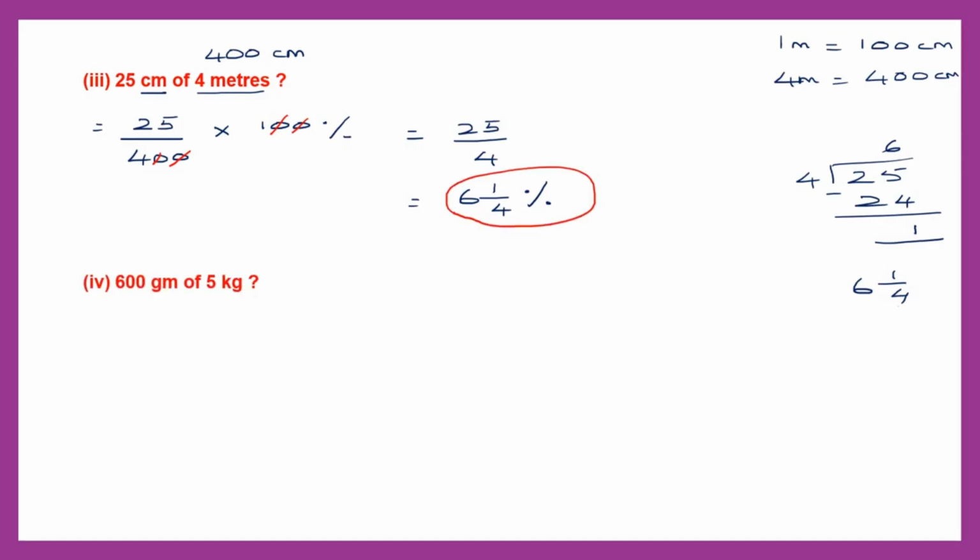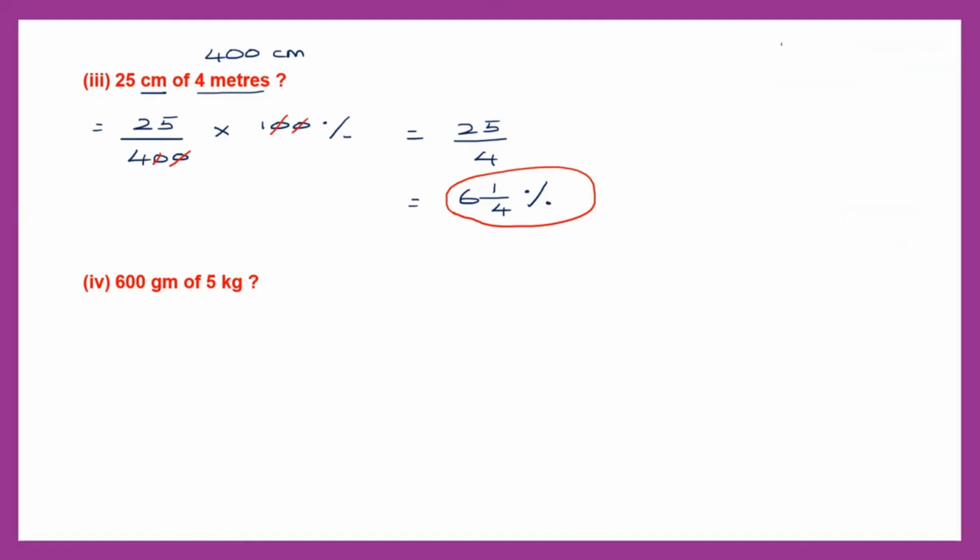Question 4. What percent is 600 grams of 5 kg? So this is grams, this is kilograms. The bigger unit is kilograms. So we're going to convert this to grams. So 1 kilogram is equal to 1000 grams. So here we're talking about 5 kilograms. So 5 kilograms will be 5000 grams. Okay, so here it is 5000 grams.